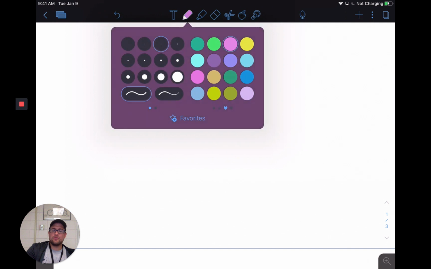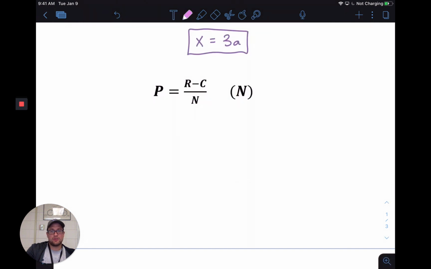Now, whenever you see something in the denominator that we're trying to solve for, it's easiest to get rid of that fraction. And since everything over on this side is just being divided by n, if we multiplied both sides by n, we would eliminate that fraction altogether. So n and n would cancel each other out, and we'd be left with just r minus c. On the other side, we have n times p, so we can rewrite that as np.